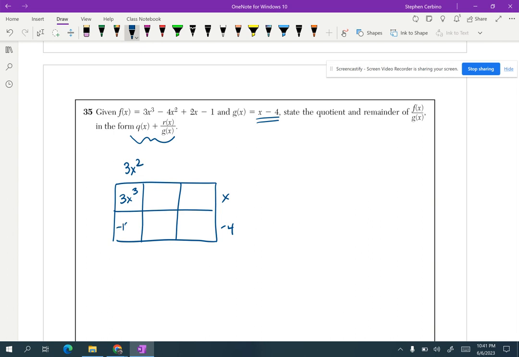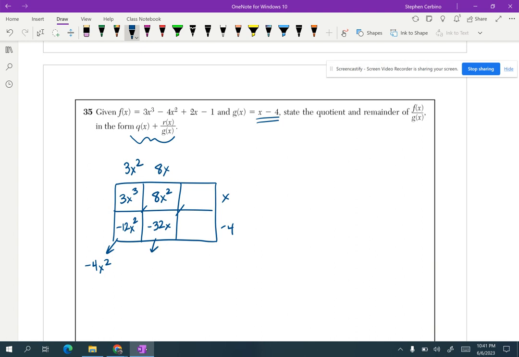I then get negative 12x squared here. And we know the x squared terms we want to add up to negative 4x squared. So then we have to think, well, what do we have to add to negative 12 to make negative 4? That would be positive 8x squared. So then x times 8x would make 8x squared, which would make this negative 32x.